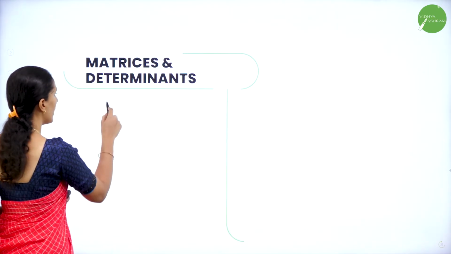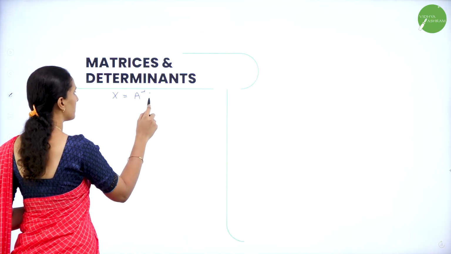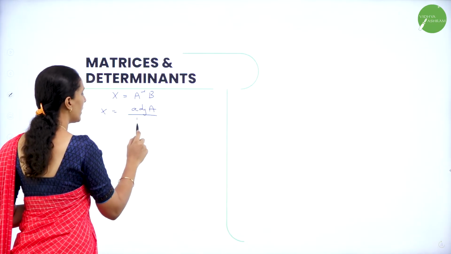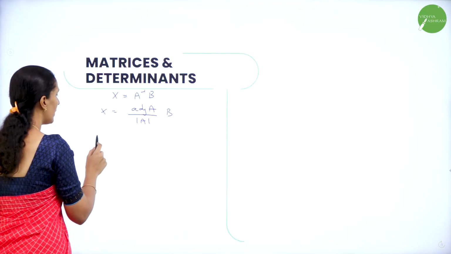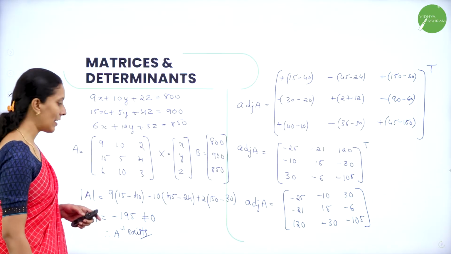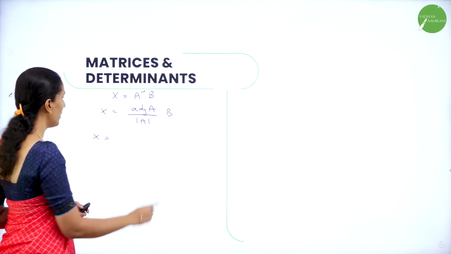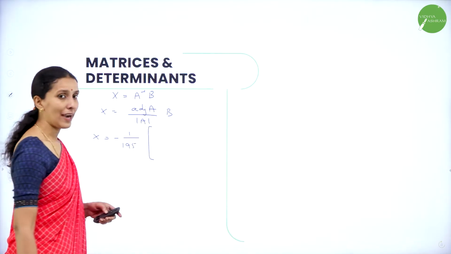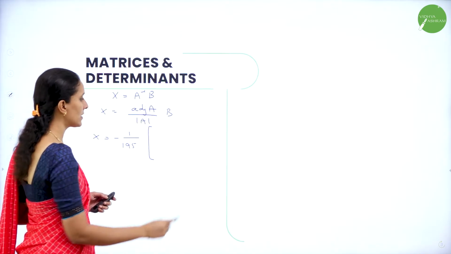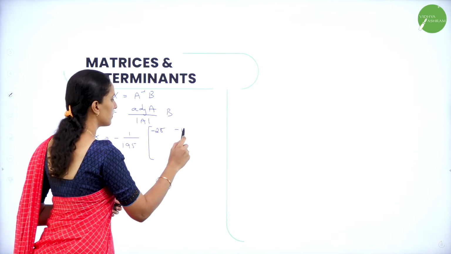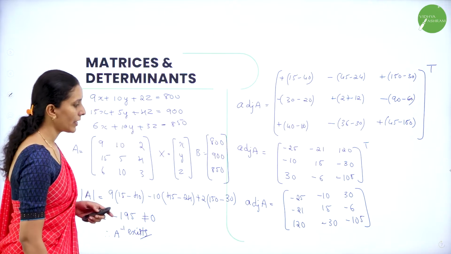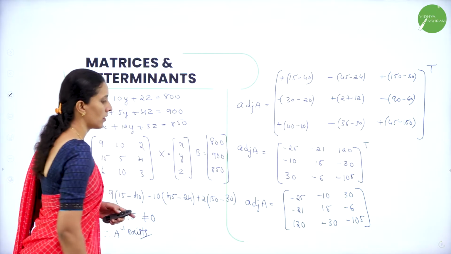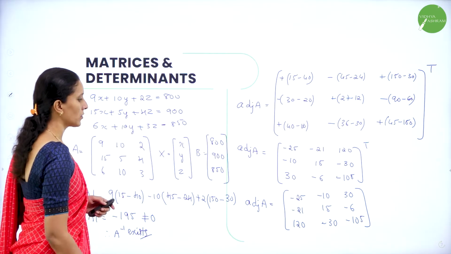So for that we have X is equal to A inverse B. So X is equal to adjoint A divided by determinant A into B. Now let me write adjoint A separately. So what is the value of determinant A? It is minus 195. So minus 1 by 195 into adjoint A, which is minus 25, minus 10, 30. Next we have minus 21, 15, minus 6. Next 120, minus 30, minus 105.